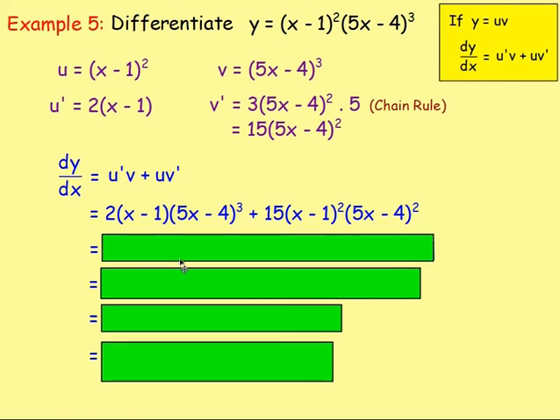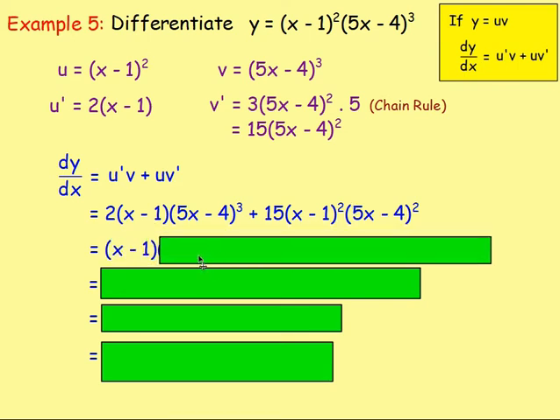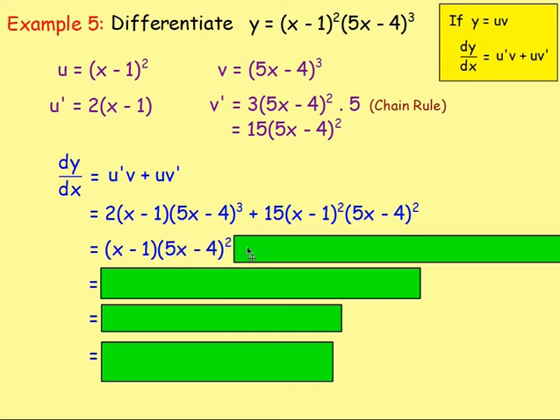Well, the rule is really to take out any common factors. It makes it far easier than multiplying all of that out. So look for common factors. Number-wise, we've got a 2 and a 15. Yeah, we can't take out a common factor there. We've got an x take away 1 and an x take away 1 squared, so we could take out an x take away 1 as a common factor. 5x take away 4 cubed and 5x take away 4 squared, well, we could take out 5x take away 4 squared as a common factor.